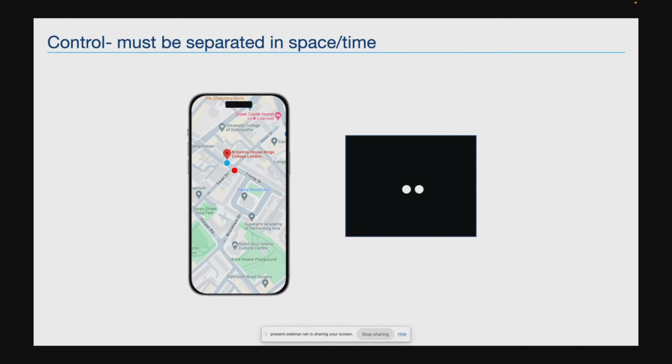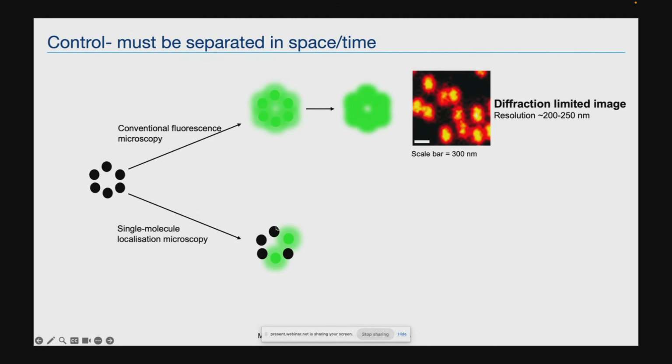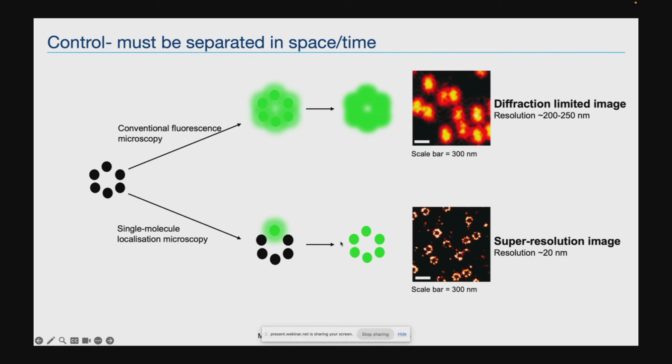So this is what it looks like. This is an example, supposed to represent the nuclear pore complex. With all of the molecules on, in conventional microscopy, we just see a blur. But what we do is make them blink on and off separately, find the individual location of the molecules as they blink, and that allows us to resolve the position of each one of them, and we then get a super resolution image. So in conventional microscopy, we're limited to 200 to 250 nanometers, whereas in super resolution microscopy, we're limited to a resolution of about 20 nanometers.